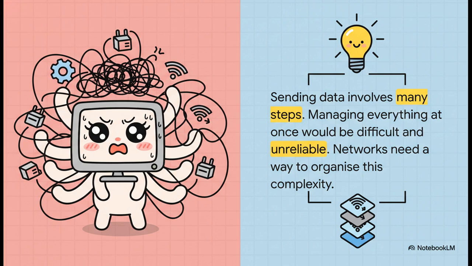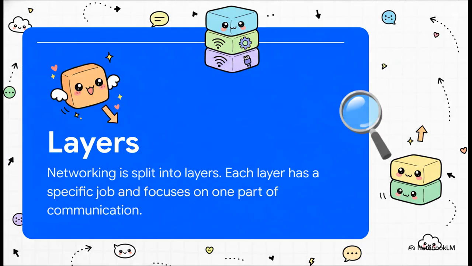So networks need a structured way to organize all this complexity. And that solution is to split networking into layers. You can think of these as a set of levels sort of stacked on top of each other. Each layer in the stack has a very specific job and focuses on one particular part of the communication process.